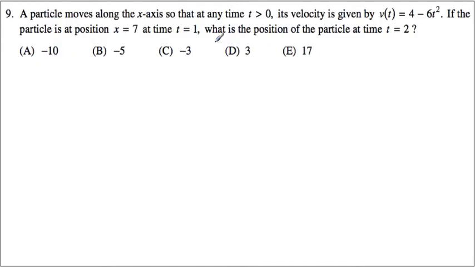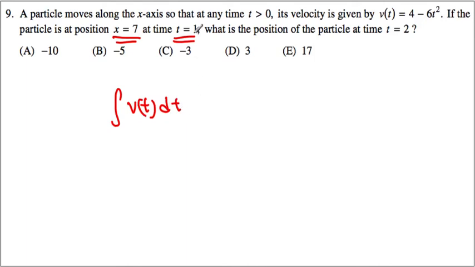Alright, let's look at number 9. A particle moves along the x-axis so that at any time t greater than 0, its velocity is given this way. Now, if the particle is at position x equals 7 when time t is equal to 1, what is the position when t is equal to 2? So the velocity is given this way. The integral of the velocity is the position.